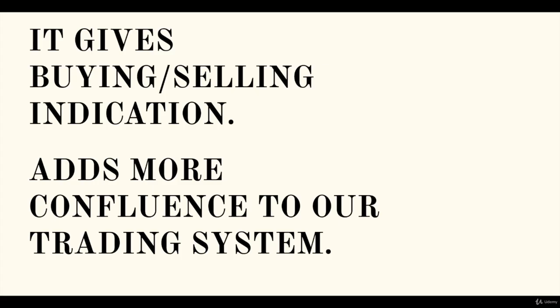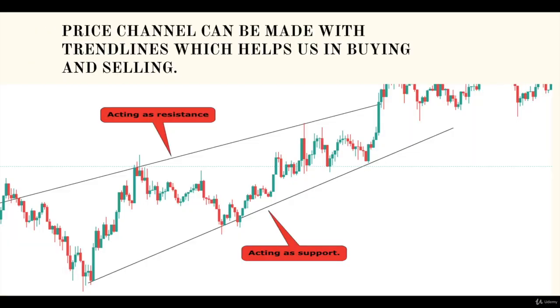A trend line gives us buying and selling indications and adds more confluence to our trading system. It basically crafts our trading system further. Price channels can be made with trend lines, which help us in buying and selling. Now previously, what did I tell you? We need at least 2 taps for a valid trend line. We got 1 tap over here and another over here, which means this is a valid trend line. And we got 1 tap over here and another over here, so this is also a valid trend line. These channels can help us in buying and selling. We would buy at the support and we would sell at the resistance.